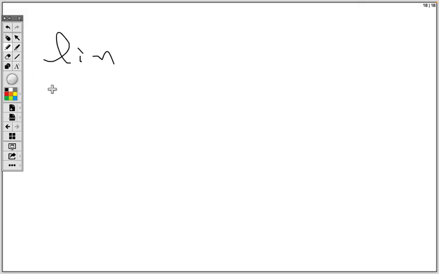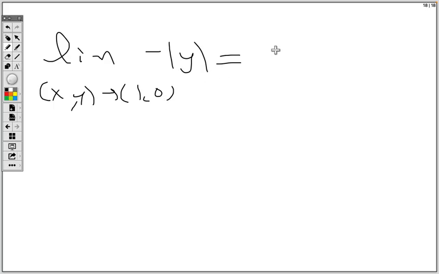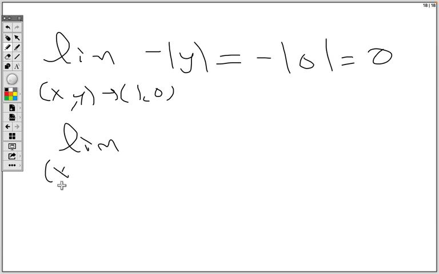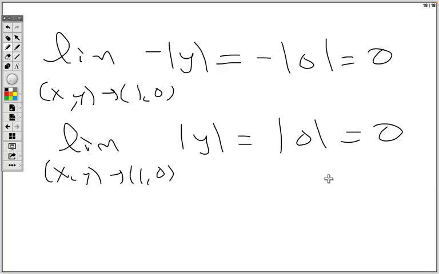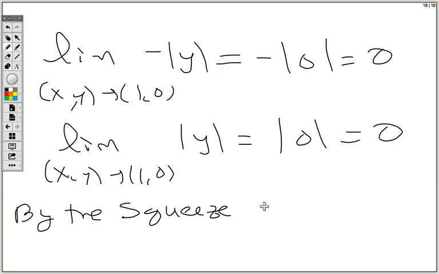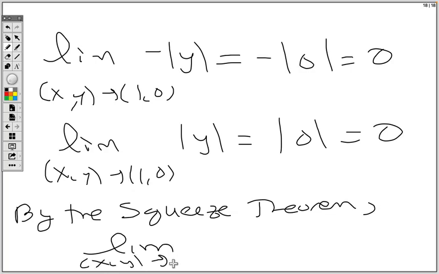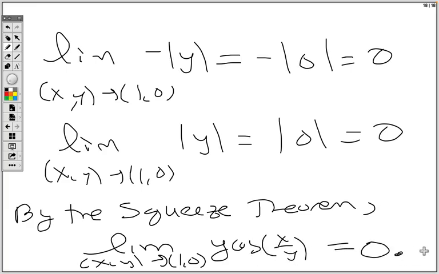So I know that the limit as (x,y) goes to (1,0) of negative absolute value y, I can just use the substitution rule on that. And I know that the limit as (x,y) goes to (1,0) of absolute value y is 0. So by the squeeze theorem, the limit of what's in between must also go to 0. Okay.